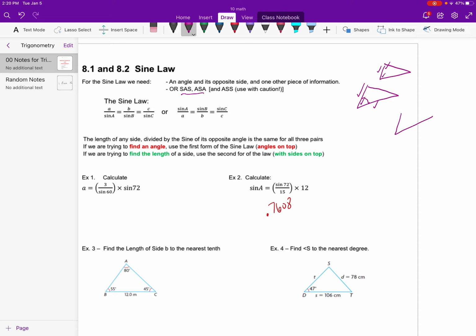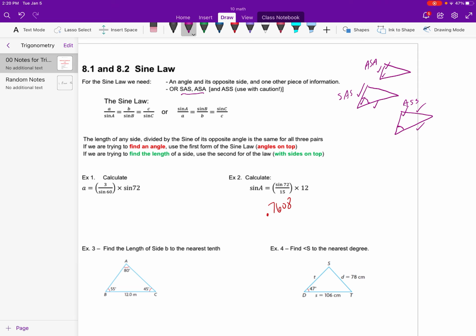What doesn't work and what we use with caution is when we have an angle, a side, and a third side separate from it in that order. So this one's called ASS, which is angle, side, side. And side, angle, side works. Sorry, this last one here is angle, side, angle, and that one as well works. So this ASS situation, the reality is you can only solve for an acute angle.